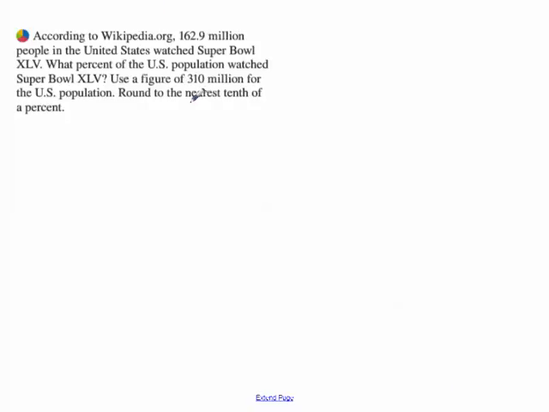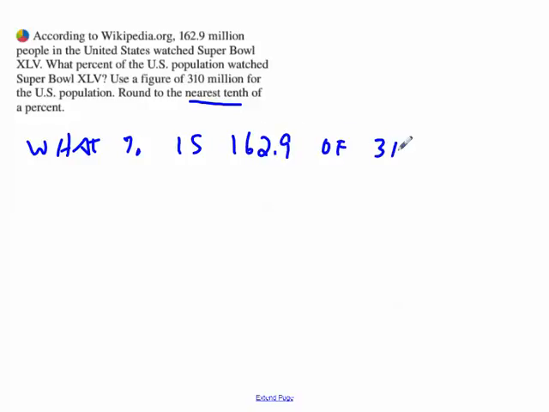Round to the nearest tenth. All right, rephrase this. What percent is 162.9 of 310 million? We're talking about millions here, but we can just use 162.9 and be done. So what percent is 162.9 of 310, or 162.9 is what percent of 310? Either way you rephrase it, it's going to be the same.